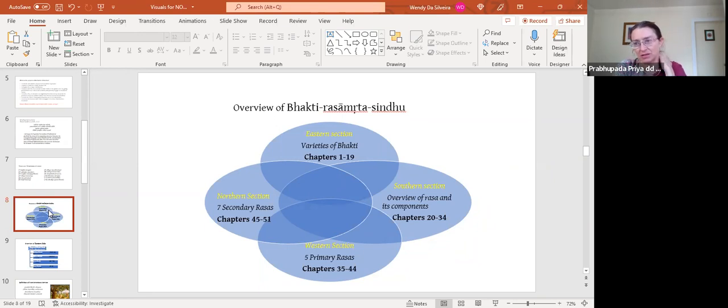7 secondary rasas. So I was saying that these 12 rasas, Akhila Rasamrita Murti, which can be exchanged with Krishna, are described in a lot of detail in the Nectar of Devotion, but in the later chapters, which we are not going to cover in this course. We're going to just talk about bhakti and defining bhakti and different levels of bhakti. All right.